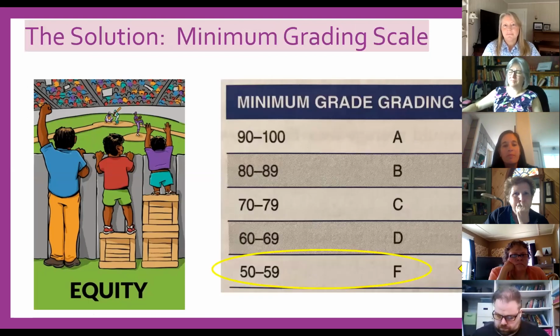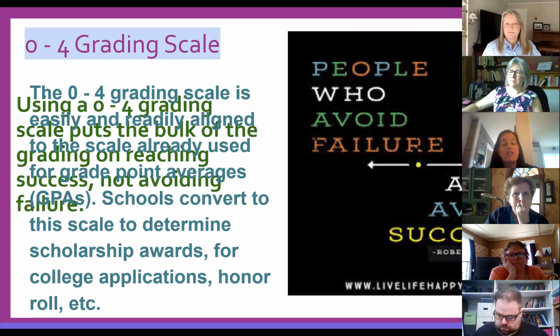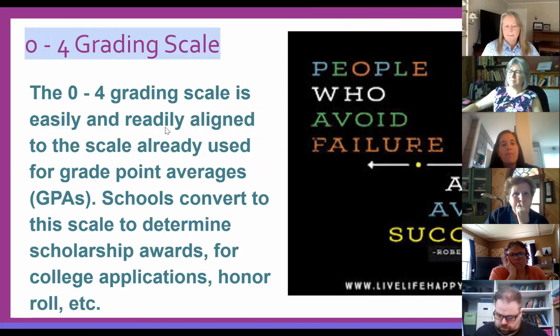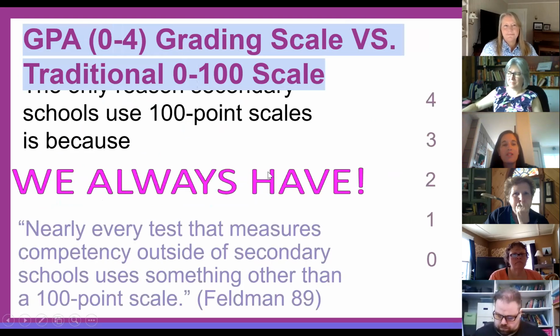The next bullet point that we talked about was weighting more recent work. So you can go to the next slide. Oh, sorry, the 0 to 4 grading scale is our next bullet point. Again, Joe Feldman really recommends that schools and teachers use a 0 to 4 grading scale. I realize that if that's not what your school is going to be doing, how could you use this in the classroom if you are on a 0 to 100 point grading scale? There are ways that you can convert that on your own in your own classroom. But we tend to stick with the traditional 0 to 100 scale because we always have.